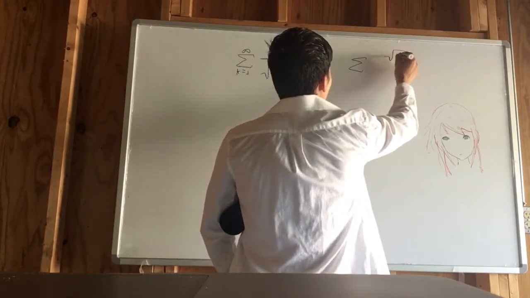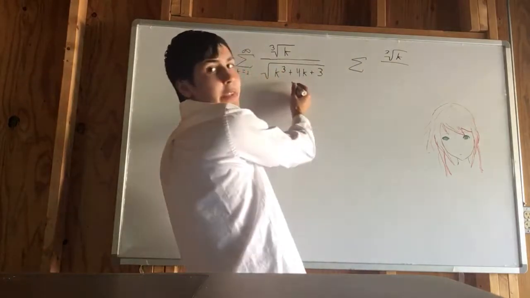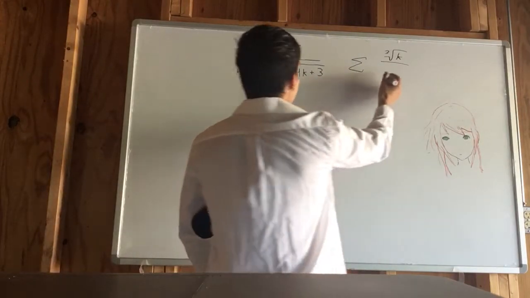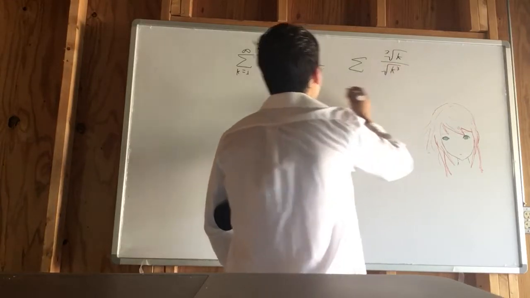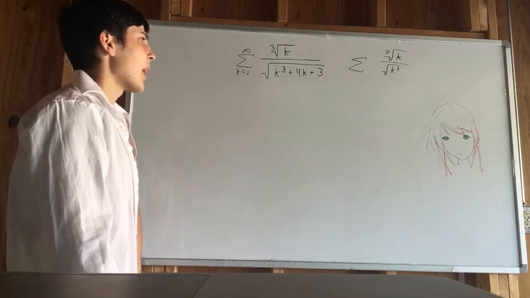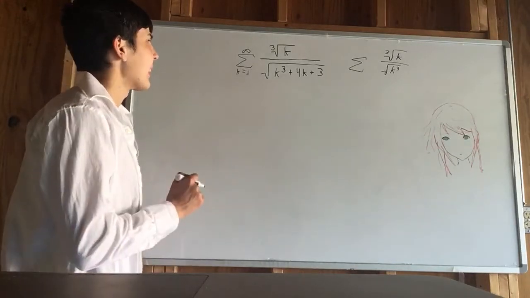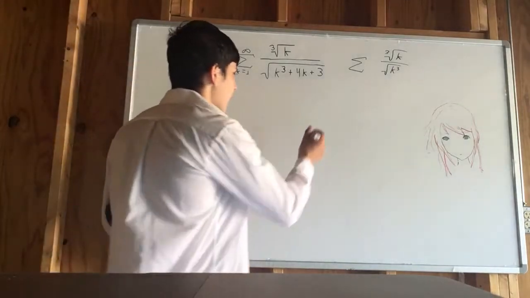Well, we could have something which looks almost the same, but we remove some of the junk from here. So we would have square root of k cubed without all the junk, just to make it simpler. And then we can possibly simplify that and get a p-series, because we know something about a p-series.